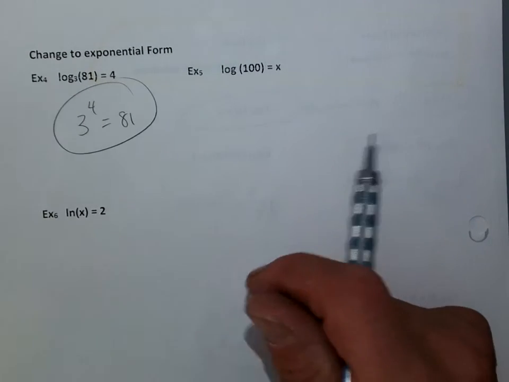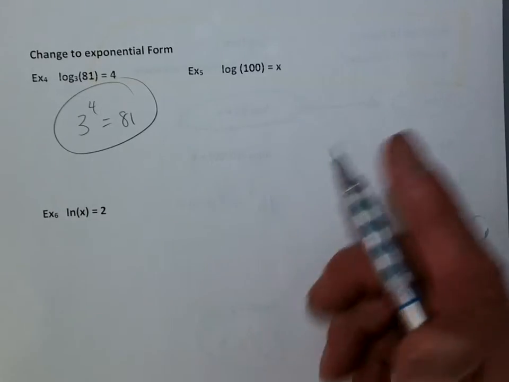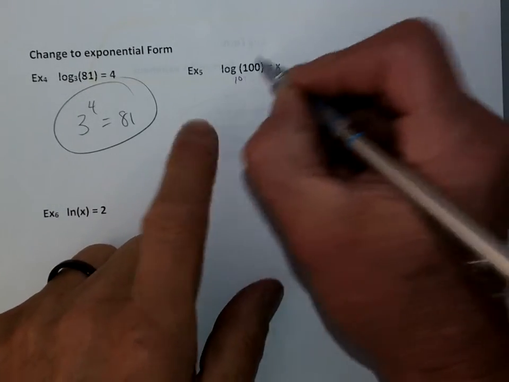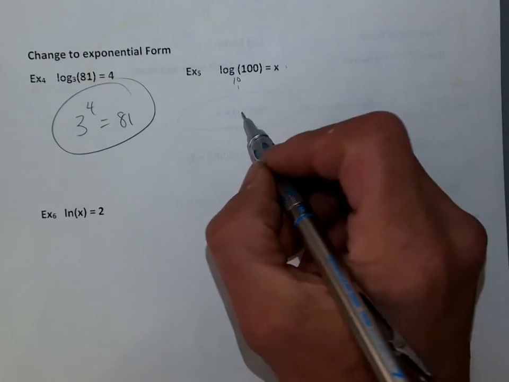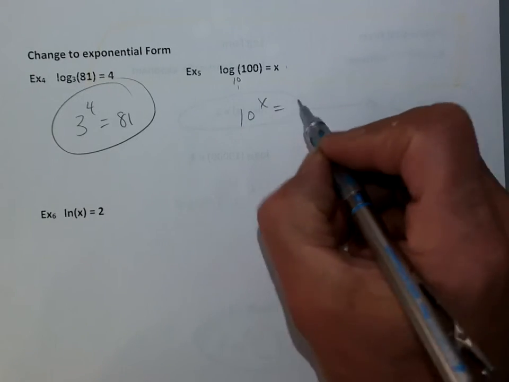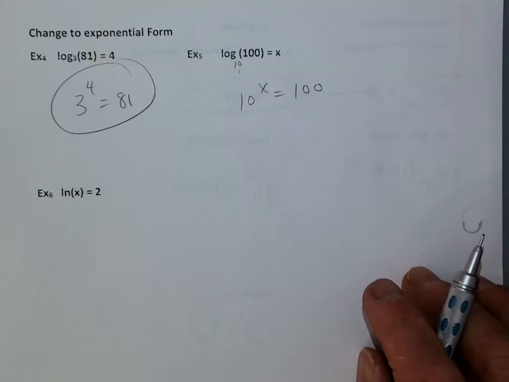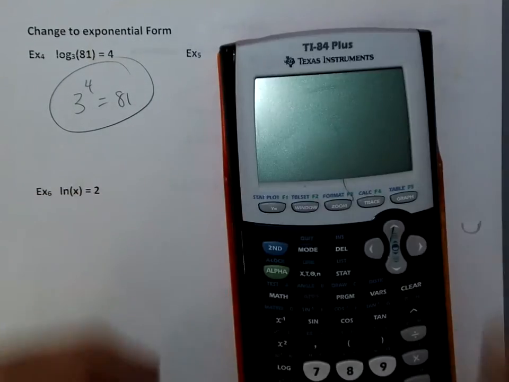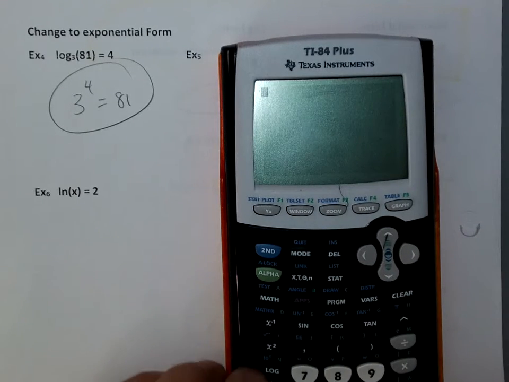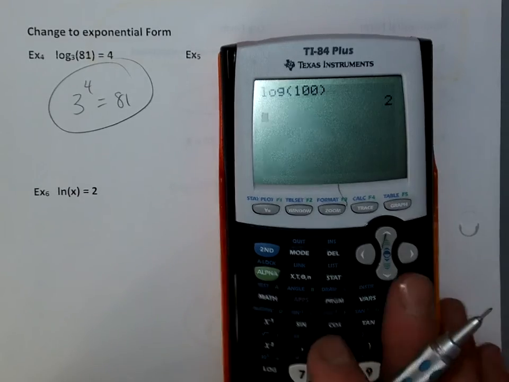10, right? Nice job. The invisible base is what? 10. So there's an invisible 10 here. If they do not tell you the base, it's always base 10. It's common base, common log. Then it's 10 to the x equals 100. And we could solve for x, couldn't we? x is 2. You could use your calculator and get 2. Check it out. What is log of 100? It better be 2, right? And it is. It is 2.